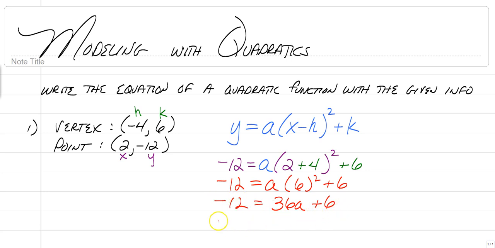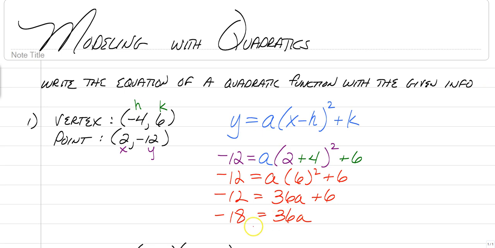Subtract 6 from both sides. That's going to give us a -18 is equal to 36a. Divide both sides by 36, and you're going to end up with -1/2 is equal to a. So we found that the a value is -1/2. So to finish this question, all we have to do is write the equation. So it's y is equal to -1/2 times x plus 4, because we need the vertex, squared, plus k, which is 6. And that's it.